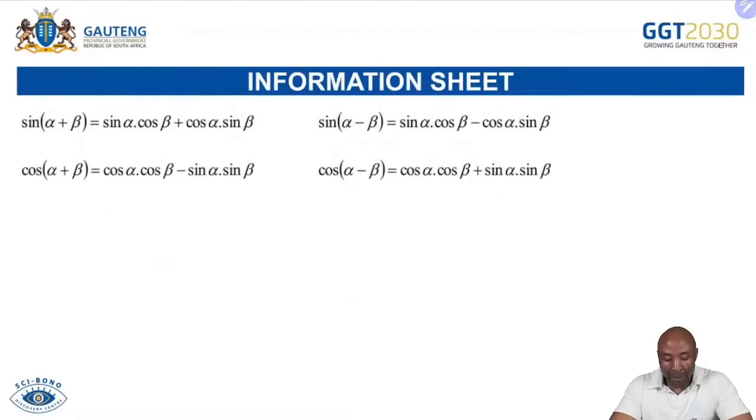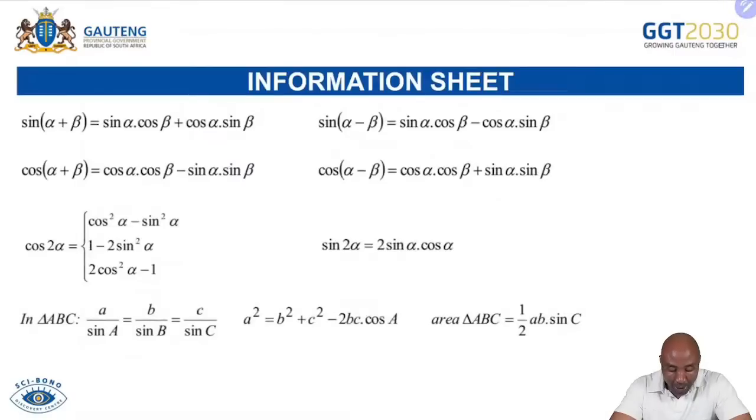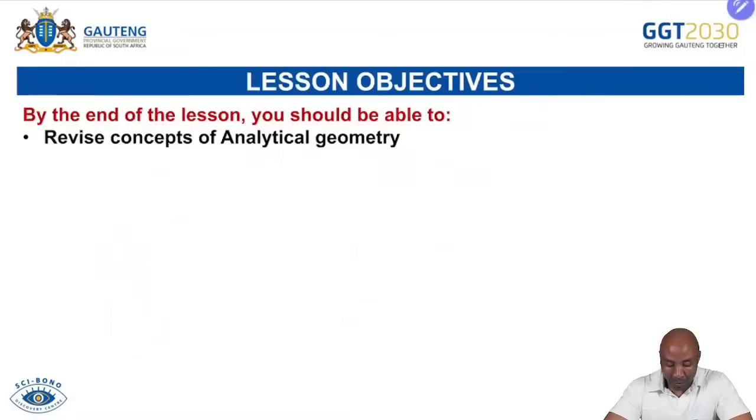For trigonometry, we have our compound angle identities. We also have our double angle identities. We have our sine rule. We have our cosine rule, as well as our area rule.